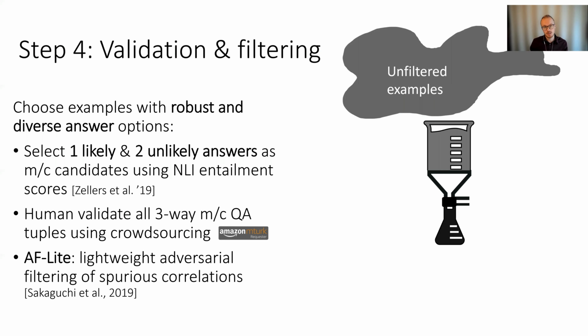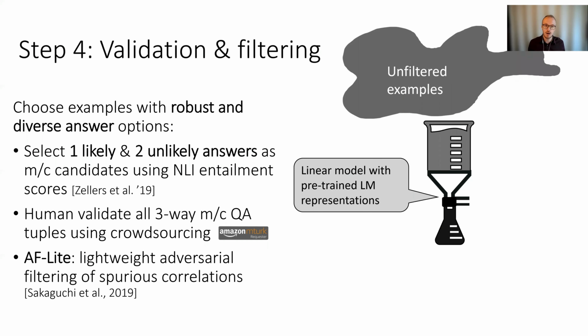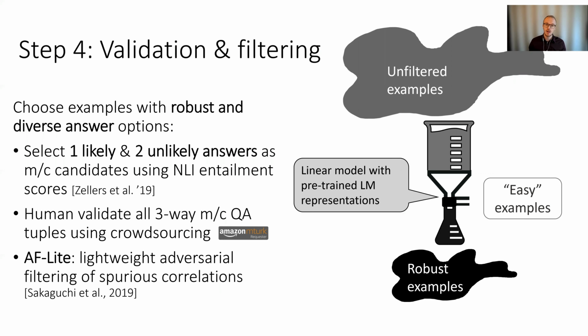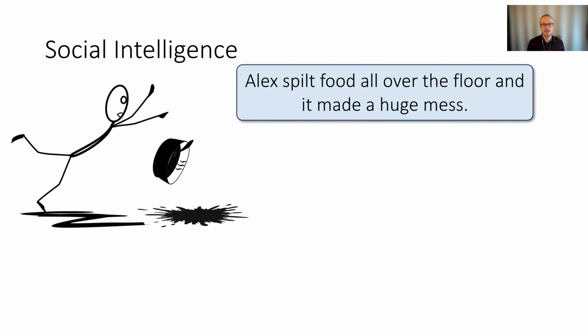The way that this works is, if you take a whole data set of unfiltered examples, we're going to use a linear model with pre-trained language model representations, for example, BERT. And we're going to use this linear model to filter out the easy examples from this large pool of examples. What this leads us to is a much more robust set of data examples that have less spurious correlations. So that's the end of our crowdsourcing pipeline.